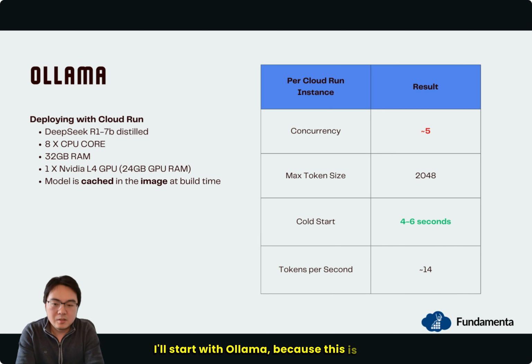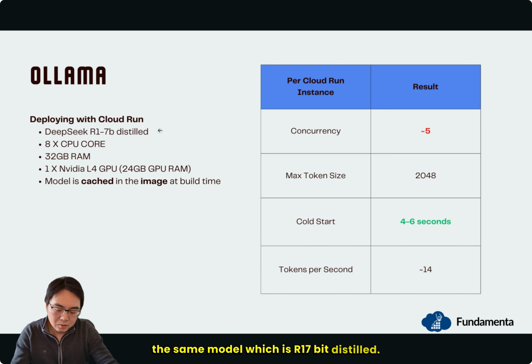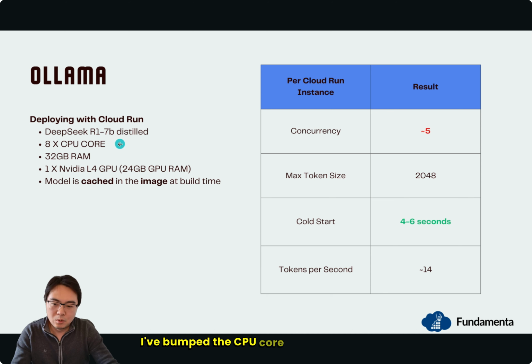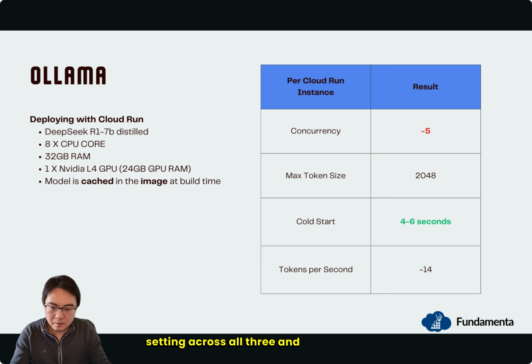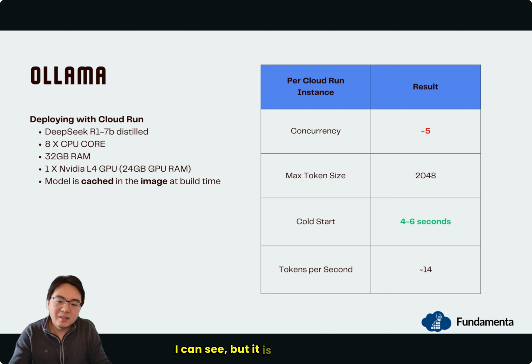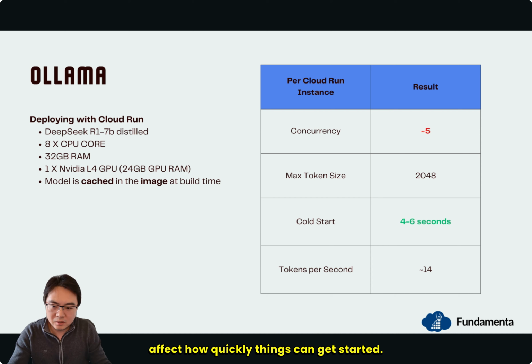I'll start with Ollama because this is the one I did a couple of weeks ago. In terms of the setup, I've used, again, the same model, which is the R1 7B Distilled. I've bumped the CPU cores and the RAM to 8 and 32. This is because I tried to use the same setting across all three. With half of those resources, which is the minimum I used with Ollama, it doesn't actually work with some of the others, so I want to keep it the same to see what it's like. In fact, the CPU cost and RAM don't actually affect the inference performance from what I can see, but they do affect how quickly things can get started, right?